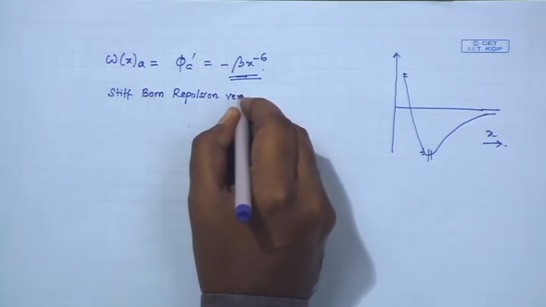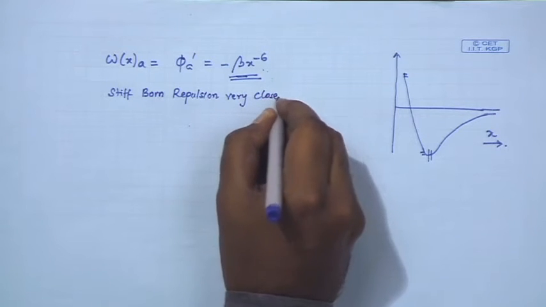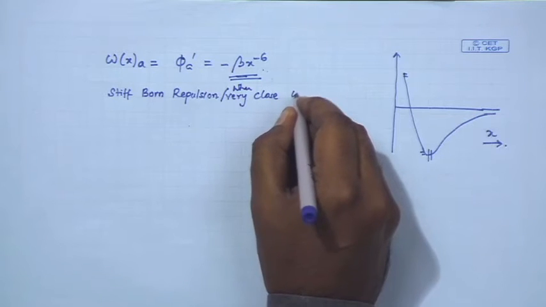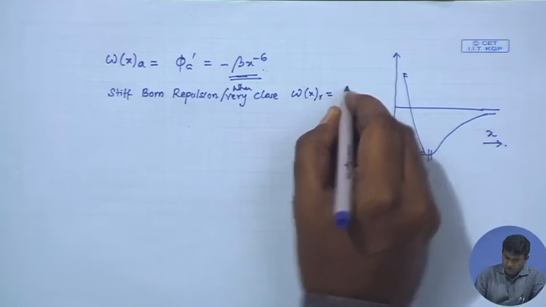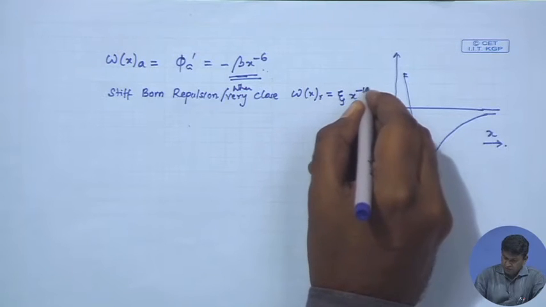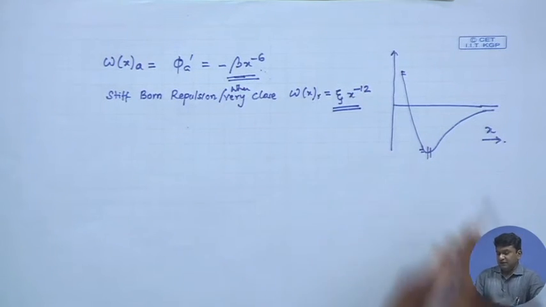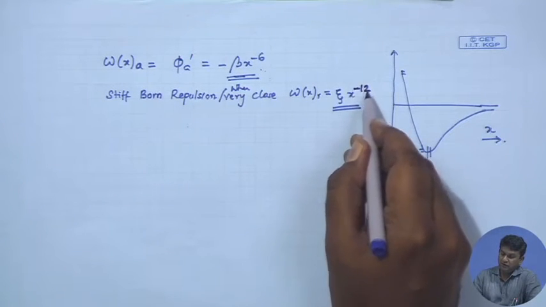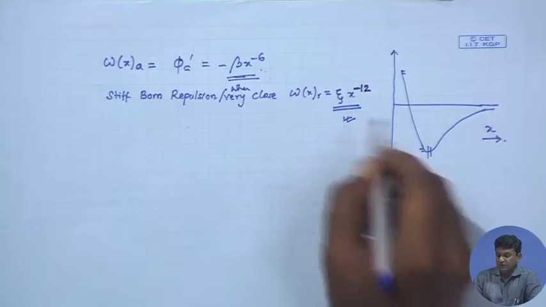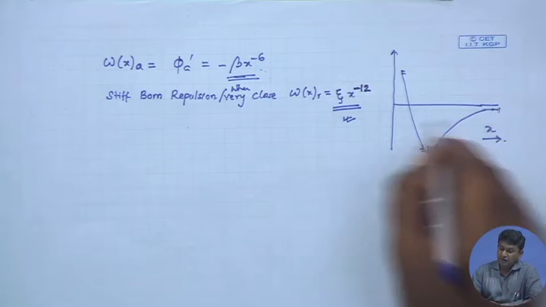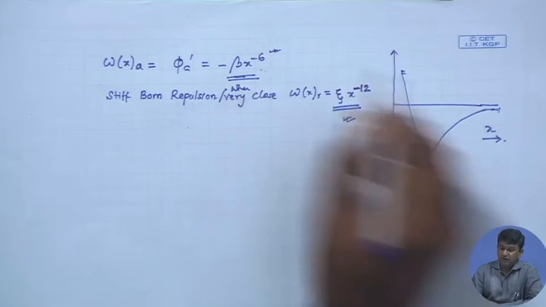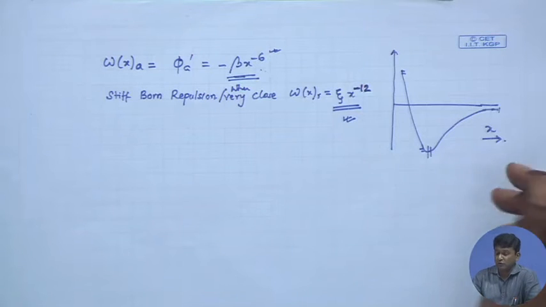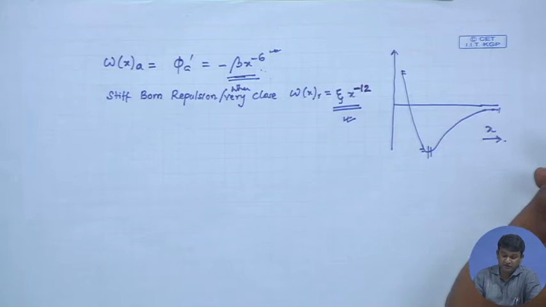Very close, when the two surfaces are very close, it is given by some zeta x to the power minus 12. So, you see that the exponent is even higher in the denominator. So, when x is very small, this term dominates. When x is a bit higher, this term becomes small and this term dominates, and when x becomes bigger, it does not even need to be macroscopic, a few micron onwards, both the terms go to 0. So, there is no van der Waals force.